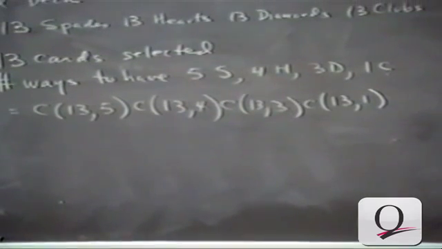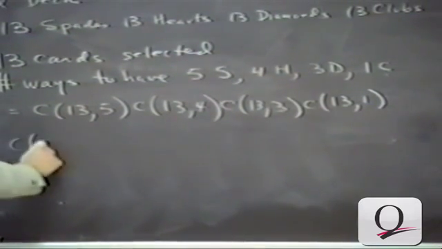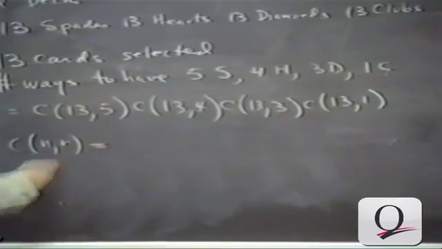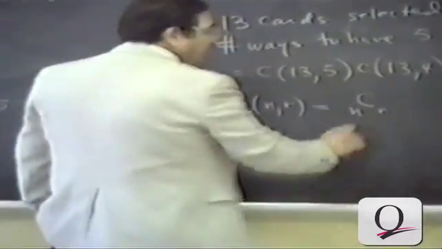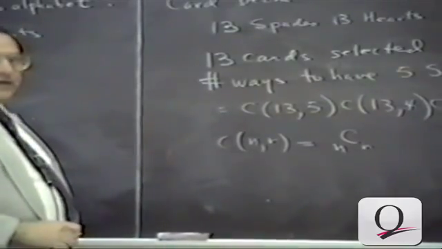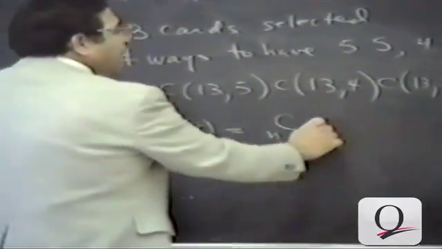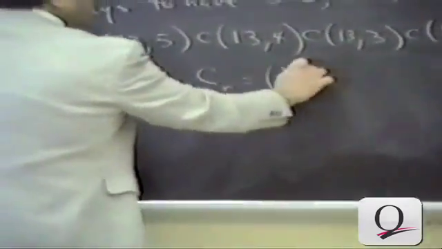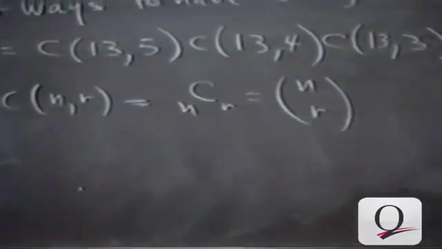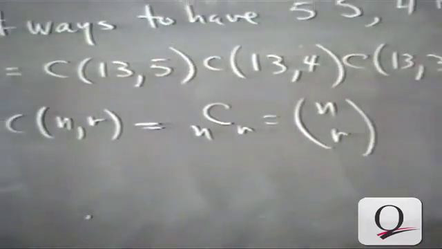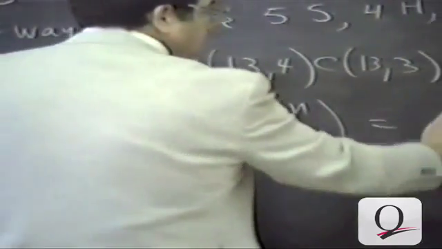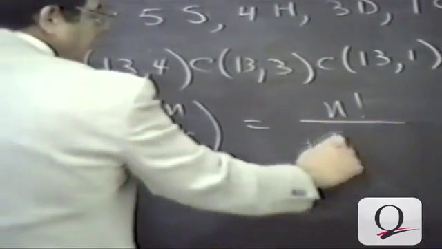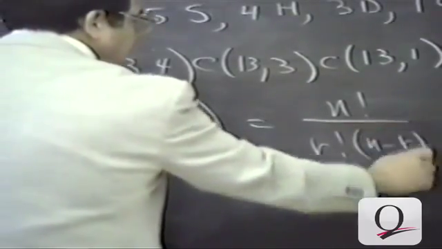Just a notation, C(N, R) in many texts is also written differently, like that. And in more advanced mathematics, it's just written with this symbol. That is a large parentheses with N on top and R on the bottom. They all mean the same thing, namely N factorial over R factorial, N minus R factorial.